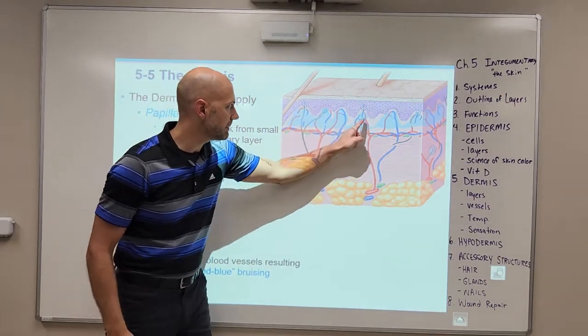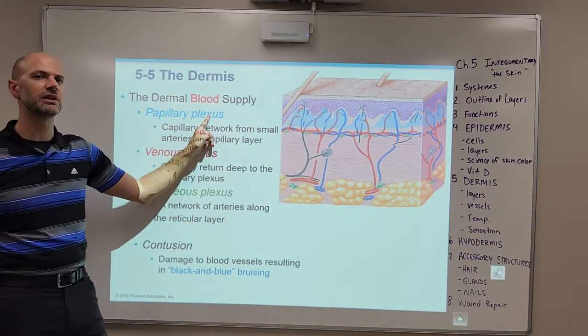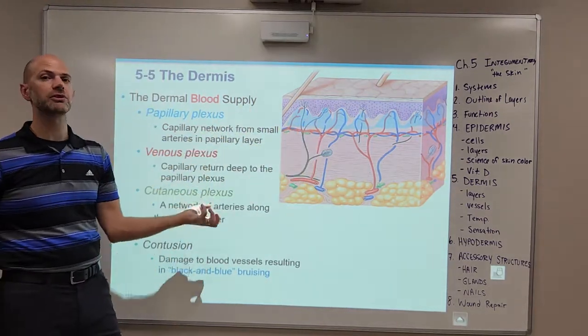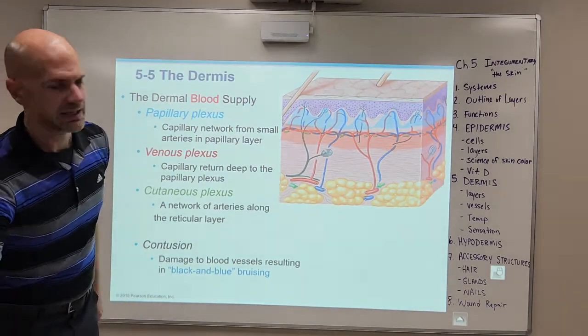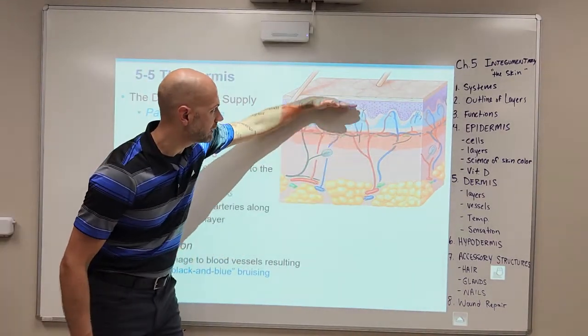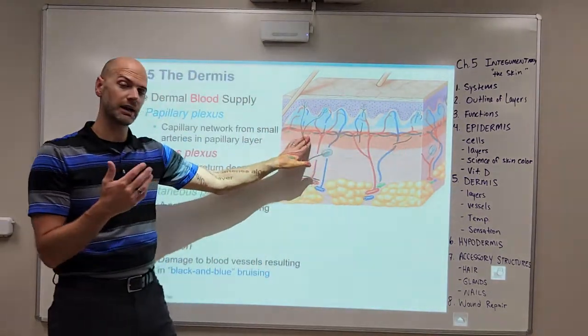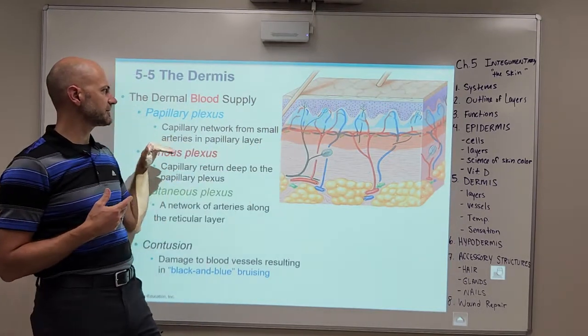So these small capillaries are called the papillary plexus. It's a collection of blood vessels. Okay? Blood vessels, and frankly, you can think about nerve fibers going up there as well. The venous plexus is slightly lower. You can see just below, outside of the papilla, is another collection of small arteries, but they're not as small as the capillaries. They're called the venous plexus.